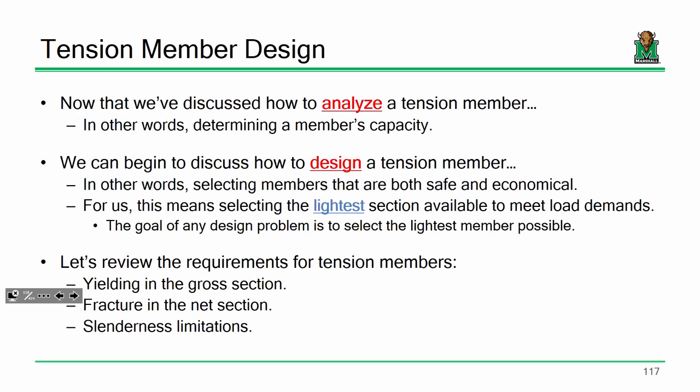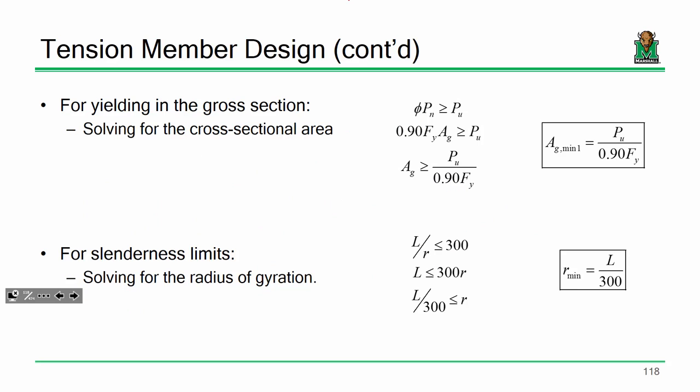Okay. Now, what we're going to do is we're going to design ultimately based off the following three limits: yielding in the gross section, fracture in the net section, and slenderness. Okay? Now, the yielding in the gross section and the slenderness, they're pretty easy. They're pretty easy to design off of because you can just solve accordingly. Okay? Fracture, that takes a little bit of discussion. But let's handle the simple ones first. Now, let's talk about yielding in the gross section.